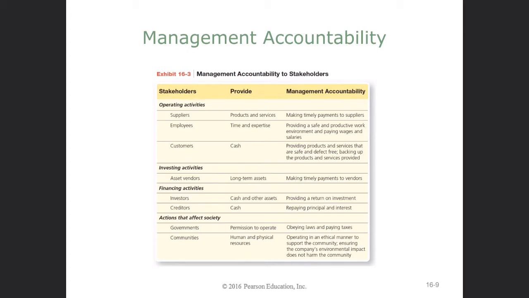Management must ensure that they are obeying laws and also paying taxes. For communities, communities provide human and physical resources. And management's responsibility to communities is to operate in an ethical manner in support of the community, ensuring that the company's environmental impact does not harm the community.